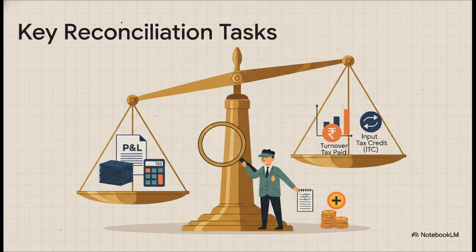This slide is really the heart of the auditor's work. You can see it's a major balancing act. They are meticulously comparing your audited financial statements, your P&L and all that, against the data from your GSTR-9. Their job is to find any differences, write down the reasons why, and even flag if it looks like you might have to pay additional tax.